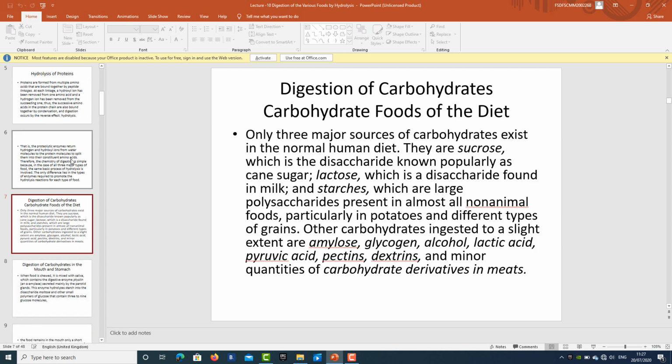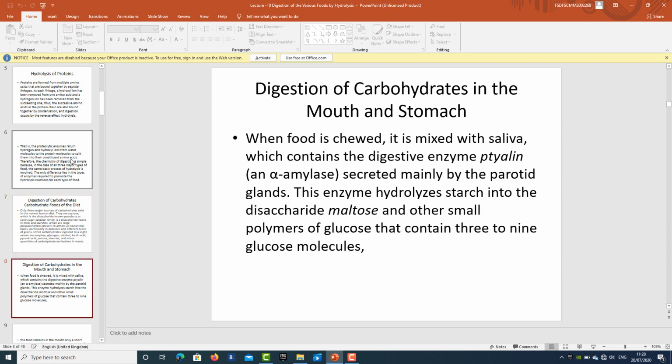Now let's talk about the digestion of carbohydrates, the carbohydrate foods of the diet. There are only three main carbohydrate sources in the normal diet. What are they? They are the starches, sucrose, and lactose. Starches are large polysaccharides present in almost all non-animal food like potatoes and different grains. Other carbohydrates ingested to a slight extent are amylose, glycogen, alcohol, lactic acid, pyruvic acid, pectins, dextrins, and minor quantities of carbohydrate derivatives in meat.